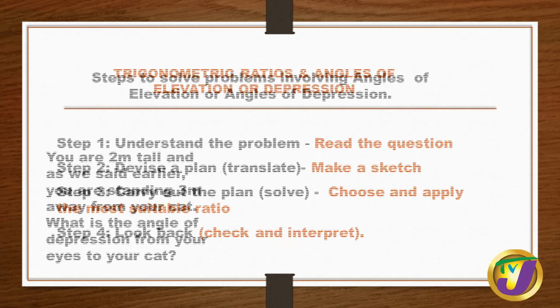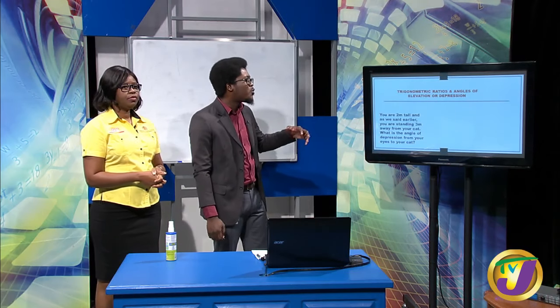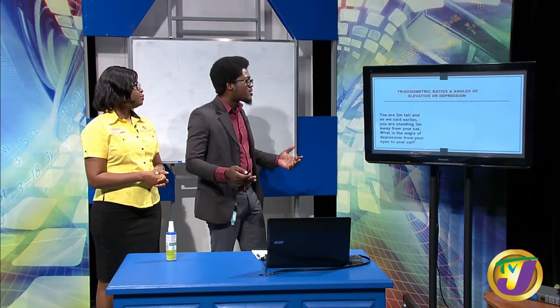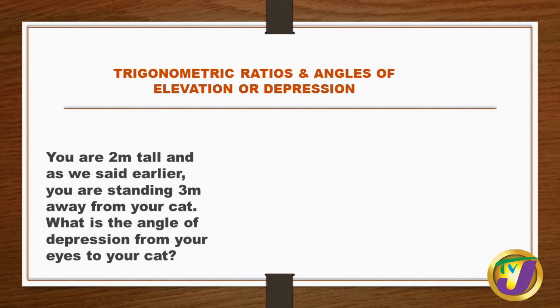All right. So let's see if we can look at an actual angle of elevation and depression problem. So here, I said that I'm 2 meters tall. I think I'm a very tall and handsome guy. 2 meters tall. And as we said earlier, I'm standing a distance away from my cat, but that distance is 3 meters. I am now going to tell you what my angle of depression is from my eyes to my cat. We're going to try and find out what that is.